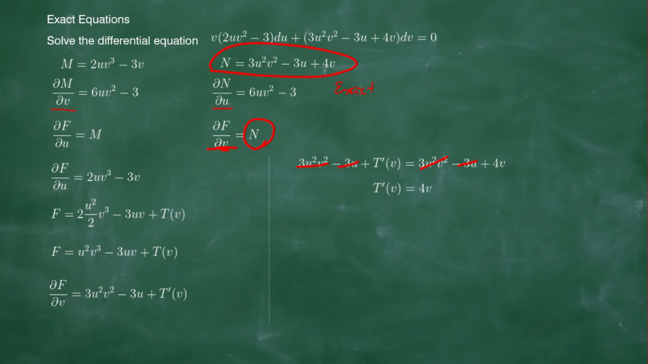Then we find the integral of this to get t(v): 4v²/2, or equal to 2v². Then we substitute this here and equate that to c. We get our final answer: u²v³ − 3uv + 2v² = c.